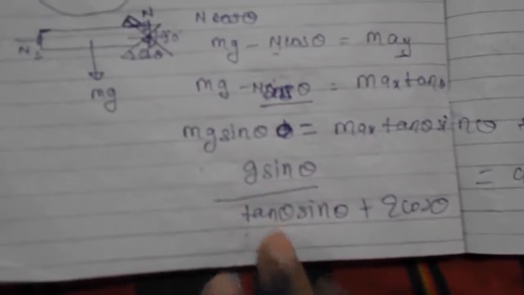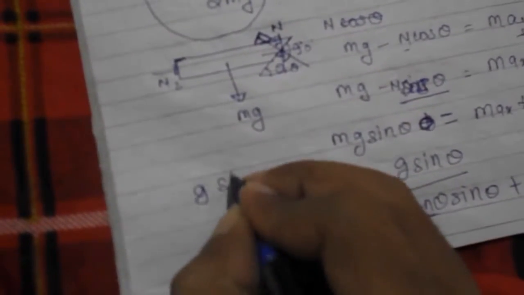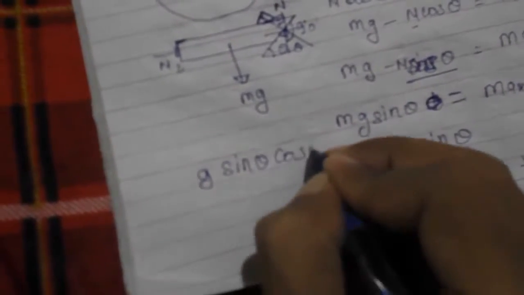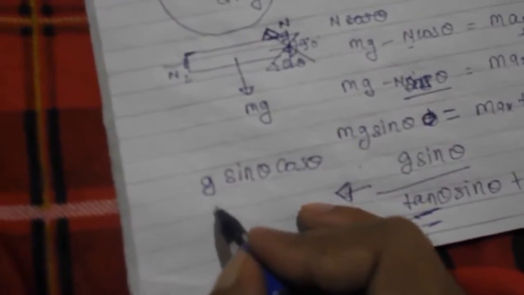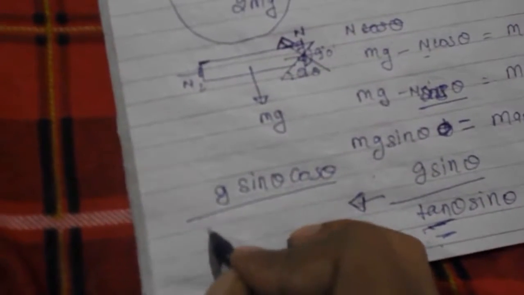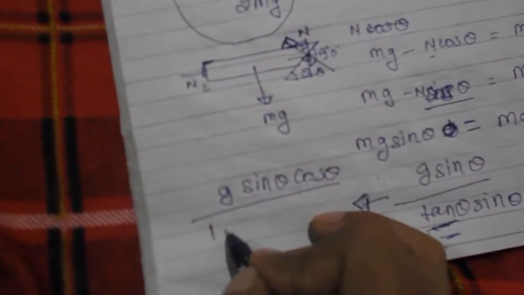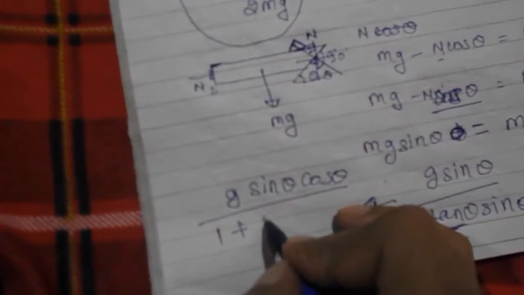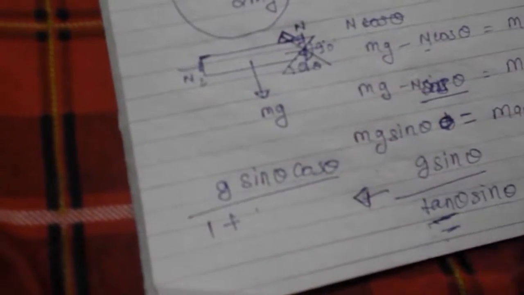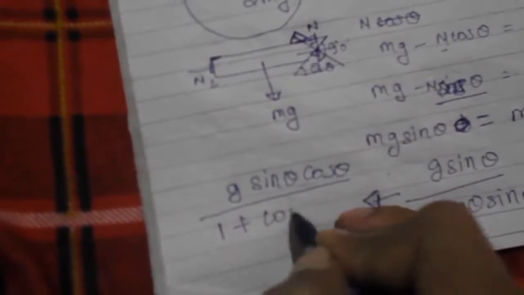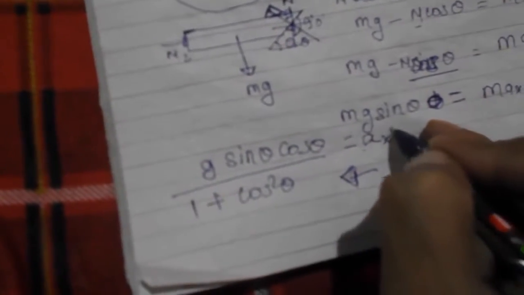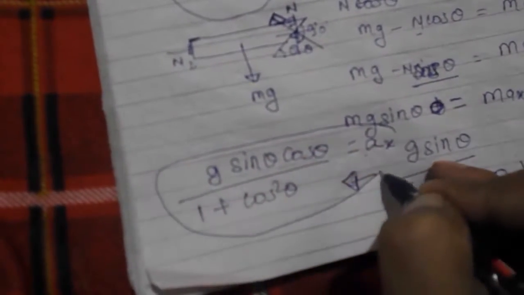If I slightly modify it, this becomes g sin square theta over sin theta cos theta. I had modified it. Okay, this becomes g sin theta cos theta divided by 1 plus, it becomes sin square theta plus 2 cos square theta, which is 1 plus cos square theta. Okay guys, this is equal to ax. So I have found what the acceleration should be.